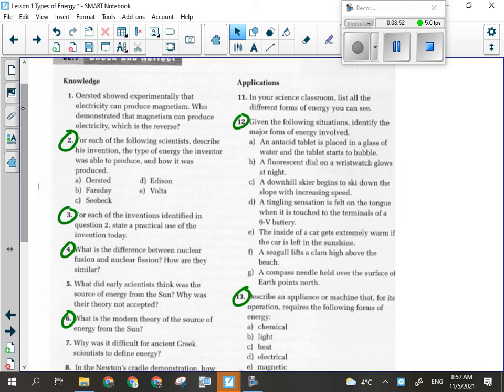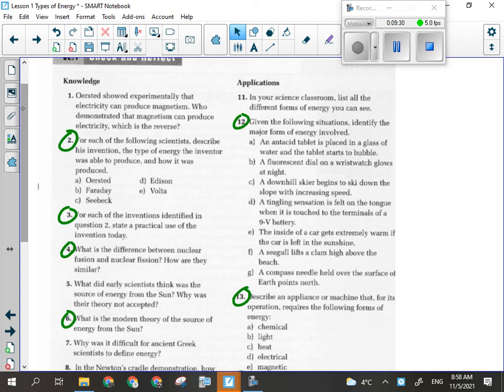Okay. All right. E, the inside of a car gets extremely warm if it's left in the sunshine. What kind of energy is that? Starts with T. Thermal energy. Okay. How many people wanted to say heat? Okay. Is heat a form of energy though? No, heat is the transfer of thermal energy. Okay, so heat is actually not a form of energy, it's the transfer of thermal energy. It works just like work does. Work is the transfer of mechanical energy, heat is the transfer of thermal energy.